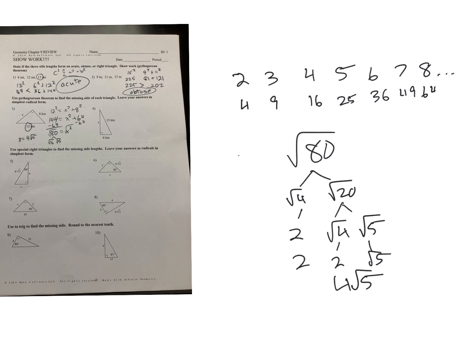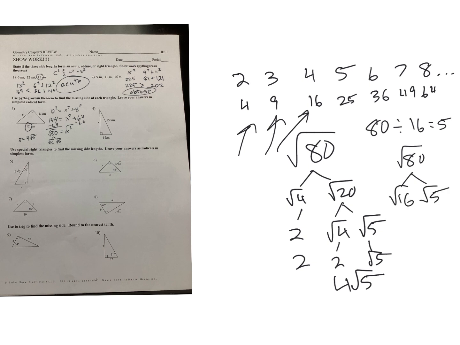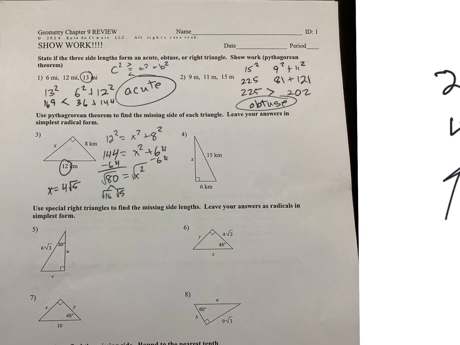But I tried to figure out the biggest perfect square that'll work, and 16 was it. 16 times 5. If I take 80 divided by 16 on the calculator, I get 5. So I know that the square root of 80 breaks down into those two numbers. And I know the square root of 16. So it's just a quicker way of doing those trees. So that's on you guys. If you want to do that, feel free.